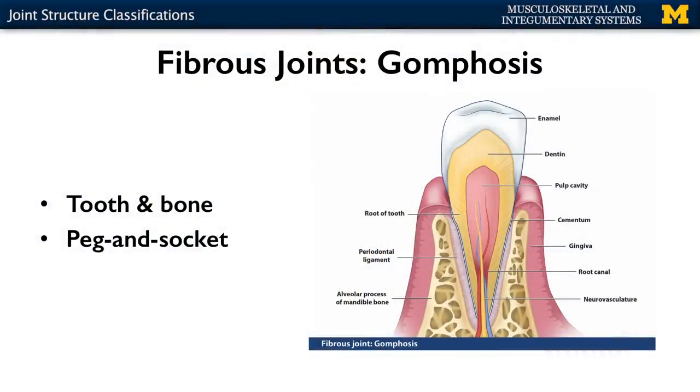Gomphoses are going to be specific to your alveolar region or your teeth. So this is one of those examples where you don't have a bone-to-bone connection, you have a tooth and bone connection. And it's the perfect example of a peg and socket joint. So you have that peg, which is the tooth, fitting into the alveolar region of either the maxilla, which is your upper jaw, or your mandible, which is your lower jaw. Your periodontal ligaments are really keeping that tooth within the bone.